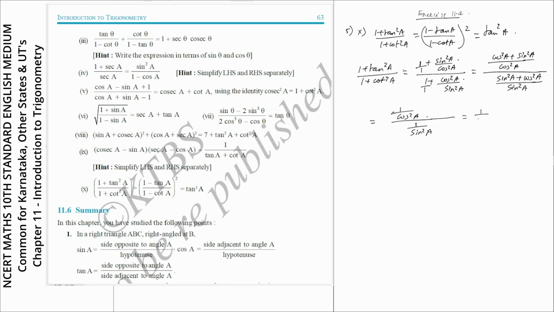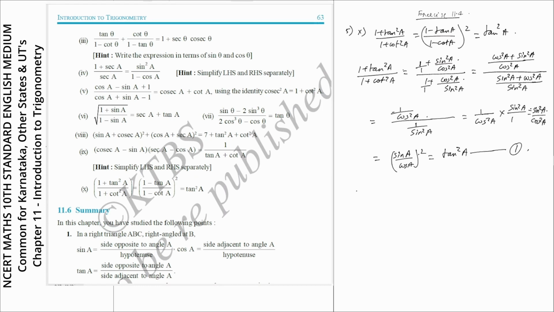So now 1 by cos square A I'll write as it is. Now I'll bring the denominator to the numerator. If I bring it, sin square A will come to the numerator, 1 will come to the denominator. So 1 into sin square A is sin square A. Cos square A into 1 is cos square A. So this is equal to, again I can write, sin by cos A the whole square. So this is equal to tan square A. I'll mark this as 1.